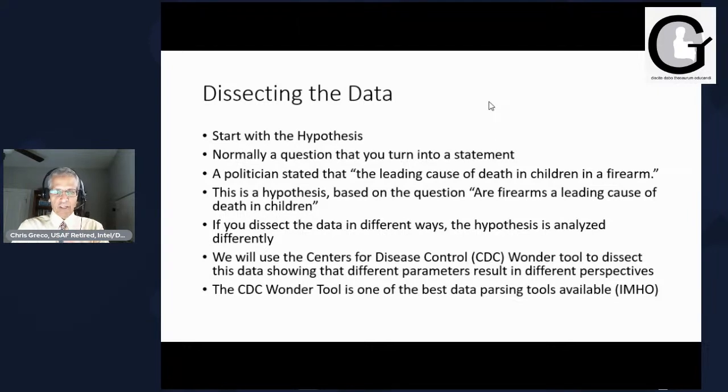And what you're trying to do is basically prove or disprove the hypothesis, reject or not reject the hypothesis based on statistical significance. That's what a study does, whether it be a drug or any other type of aspect. You try to prove statistical significance. If you dissect the data in different ways, the hypothesis is analyzed differently. And I think that's important too.